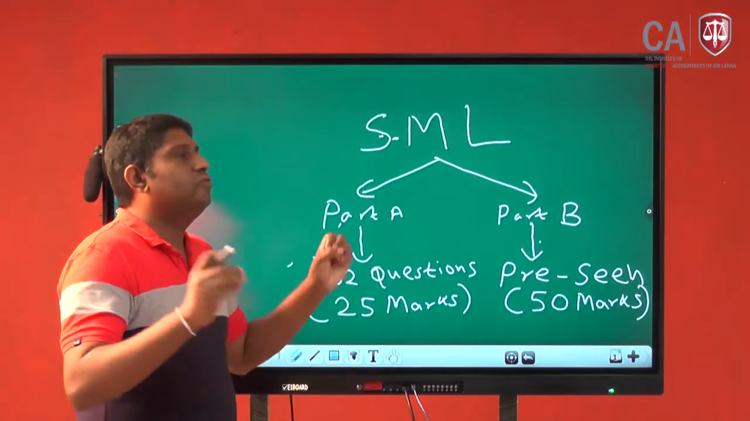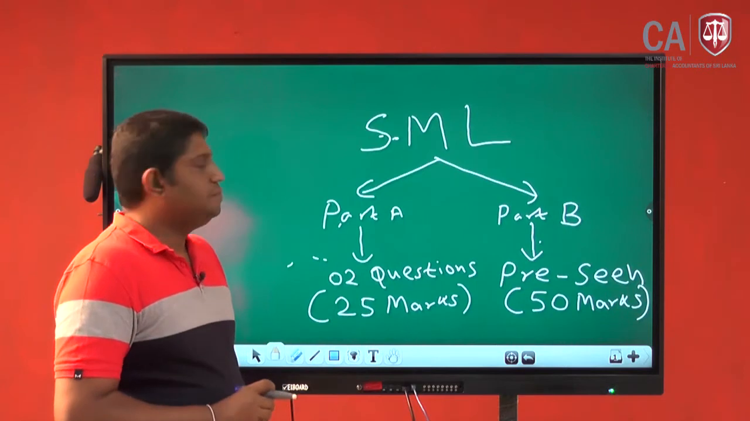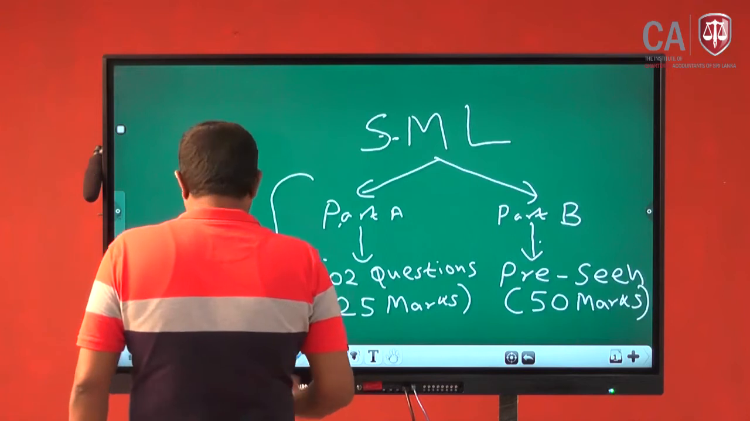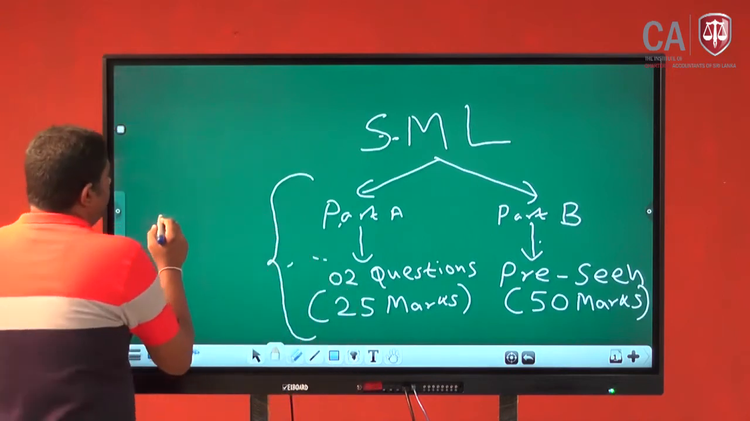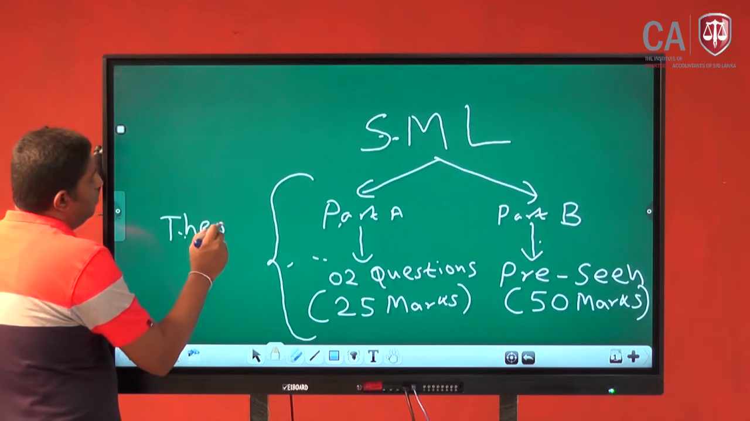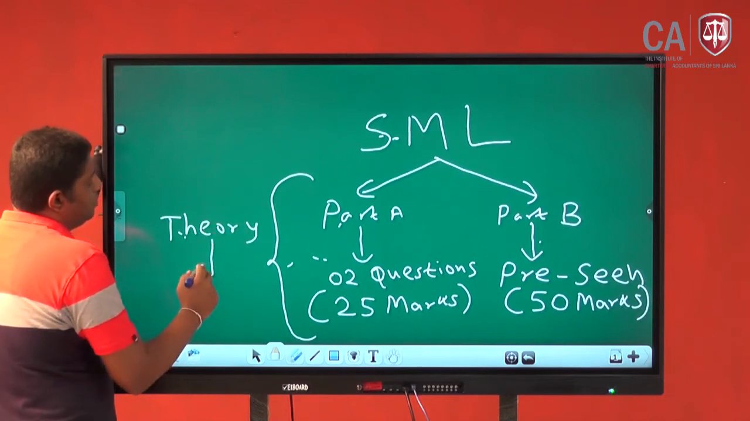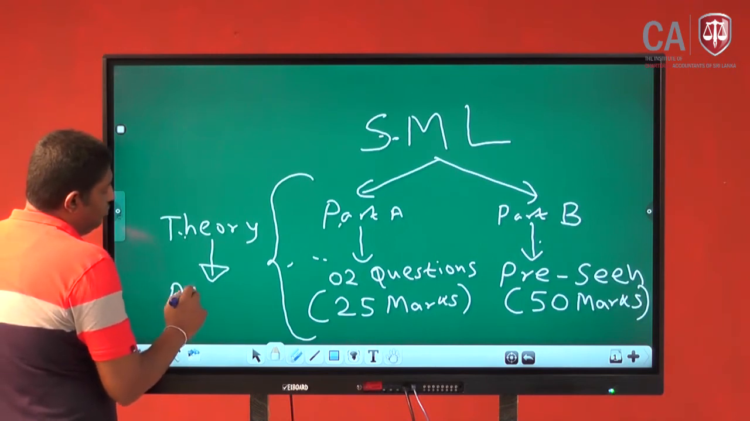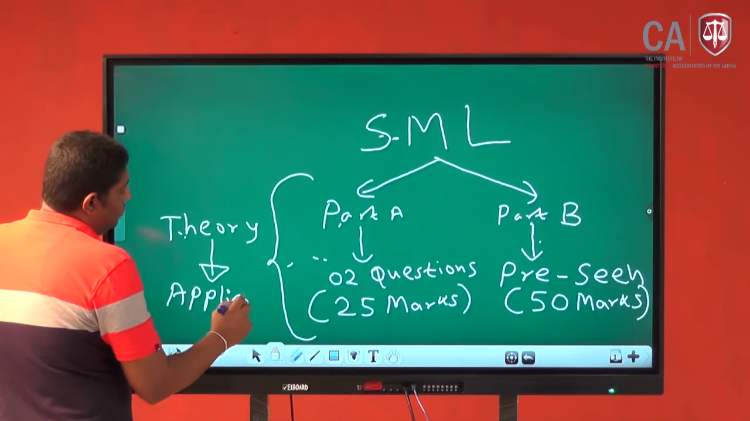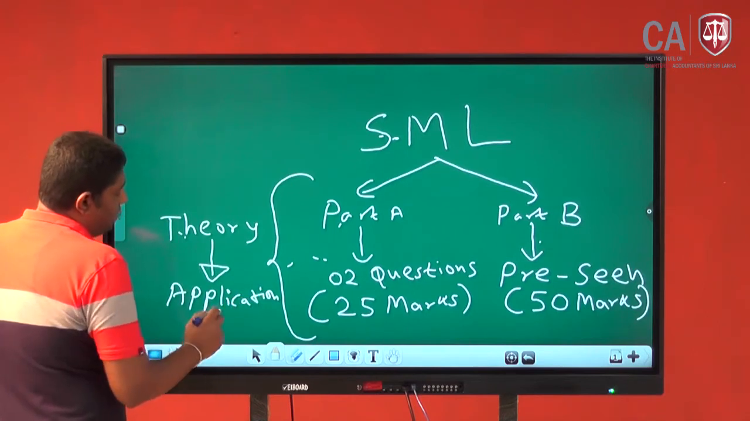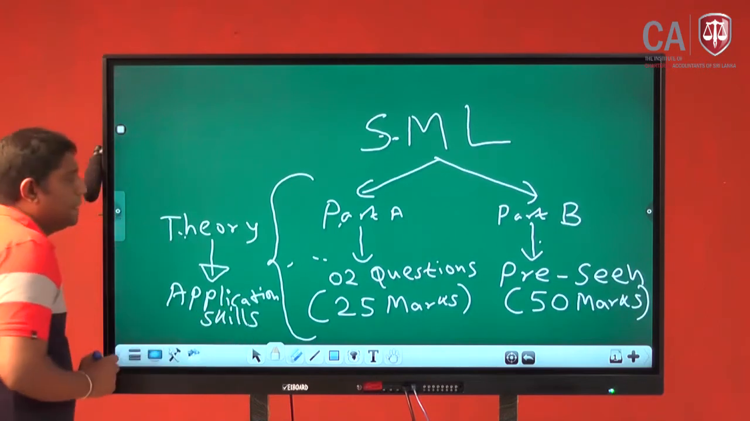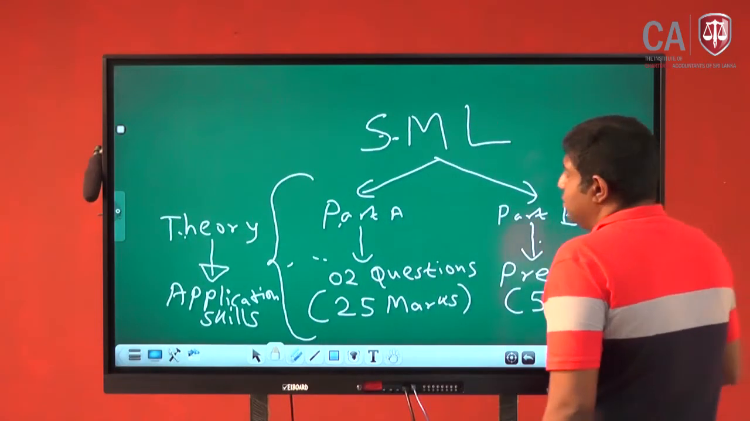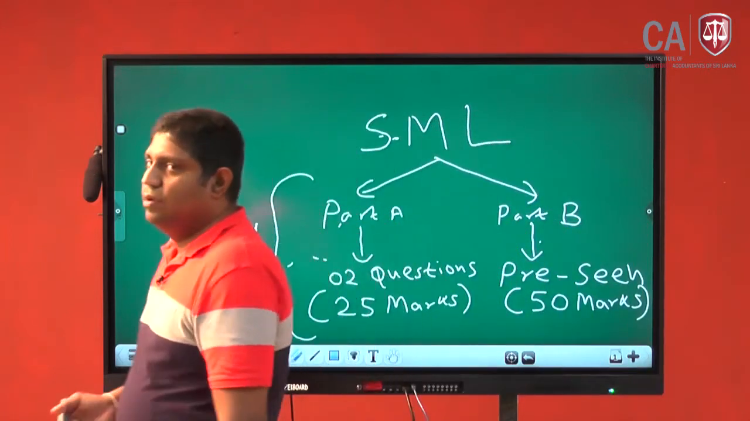So this is based on the whole theory area. Now to answer this area, you should be knowledgeable about the theory, plus you should have the application skills. For a given scenario, you should be able to apply it. Now Part B is based on the pre-seen. Now see, this looks like two papers, right.